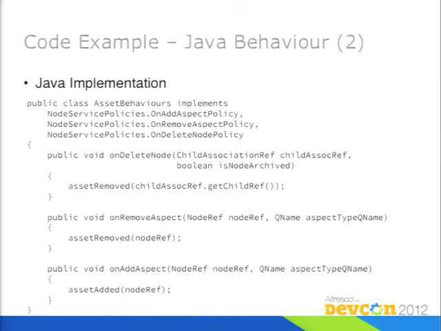One of the use cases for the policies, say on delete node or something like that, is to prevent something being deleted if certain conditions aren't met.